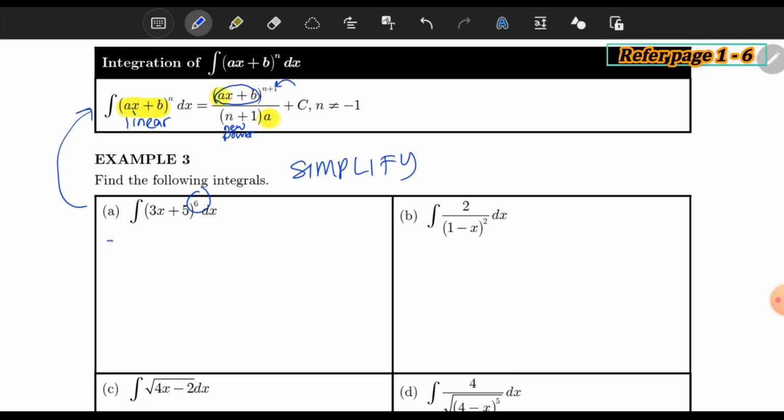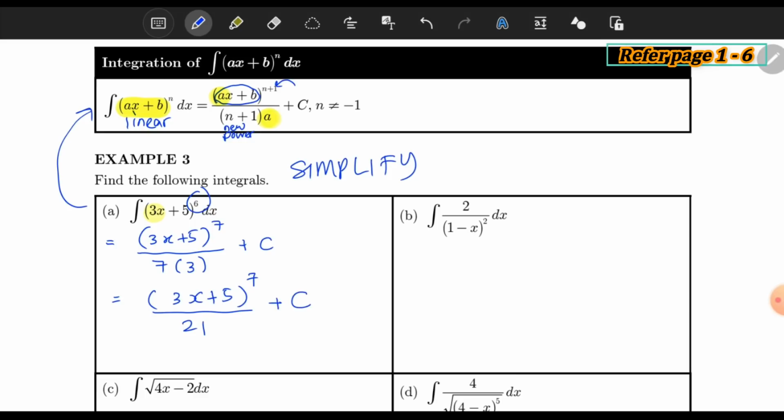Okay, so we write equal to 3x plus 5. We copy the bracket. Increase the power by 1. So power of 7. Divide by new power, which is 7. And don't forget to differentiate the function, the linear function, and we will get 3. Okay, 7 times 3 and plus c. So the final answer is (3x plus 5) power of 7 over 21 plus c.